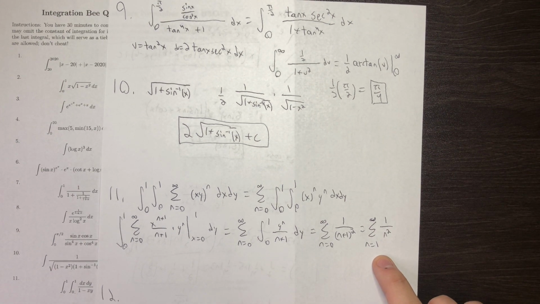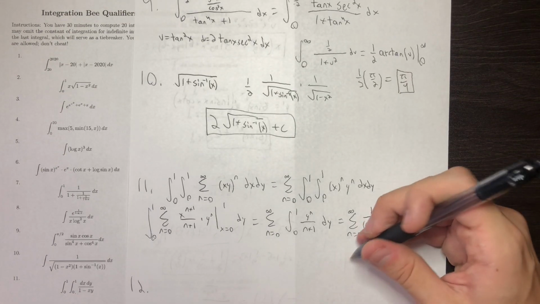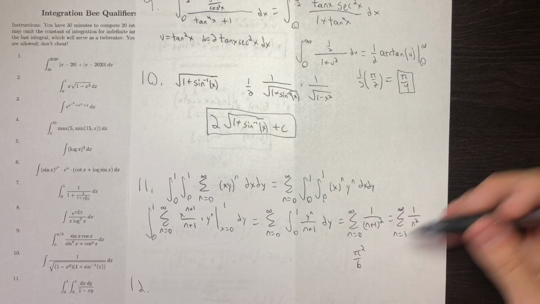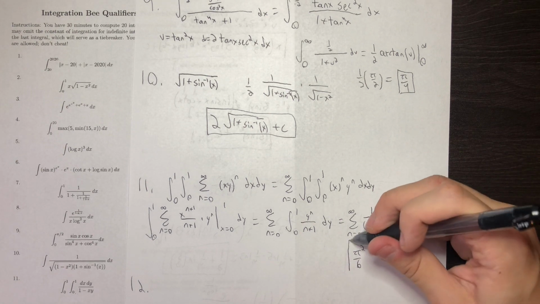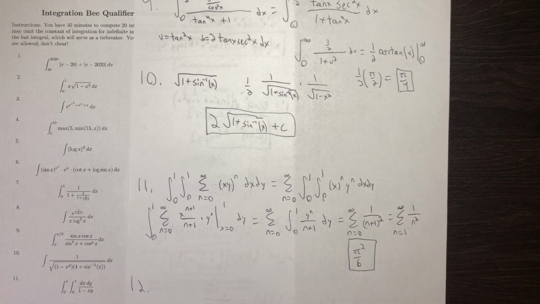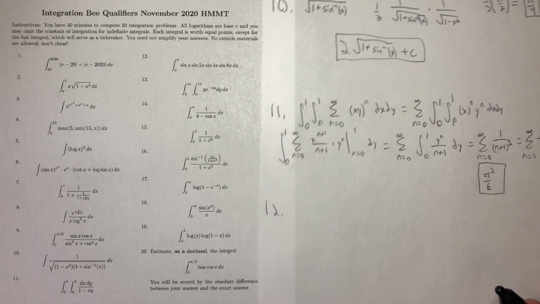And we know that this is a famous problem, it's the Basel problem, and the famously known result is pi squared over 6. And this is something you should have memorized if you're doing integration competitions because it comes up all the time. So now we're done with this problem. So moving on to question 12.